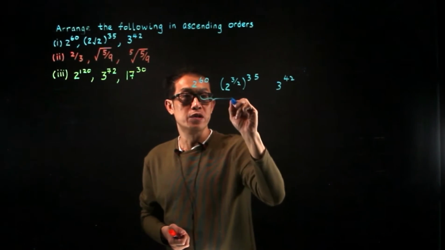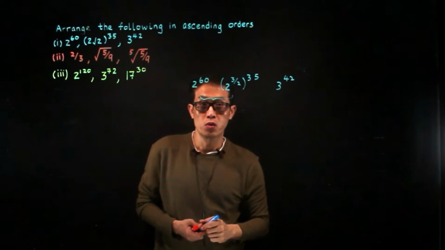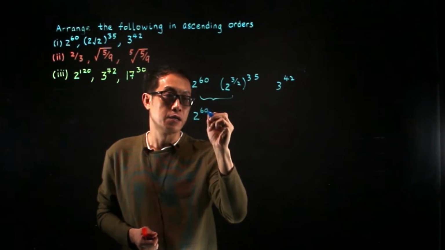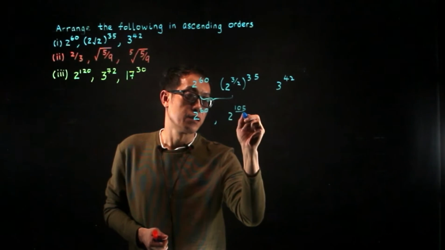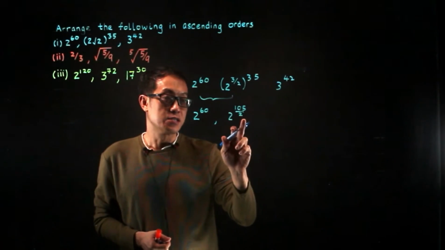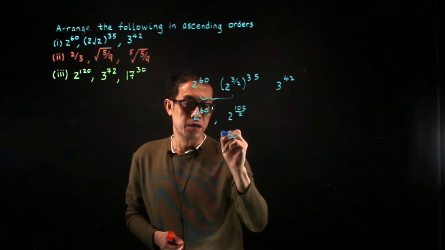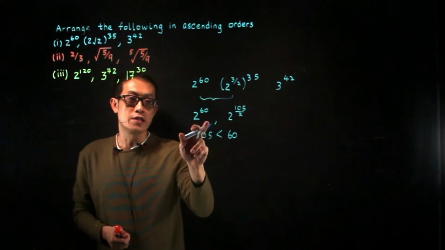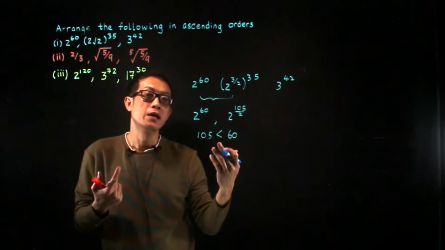Now let's compare these two first. Why did I choose these two? Because they have the same base, I think it's easier to compare. Now then I have 2 to the power of 60. This is 2 to the power of 105 divided by 2. Now you realize that 60 is bigger than 105. Alright. Since 2 is a number bigger than 1, if the index is bigger, it will be bigger.